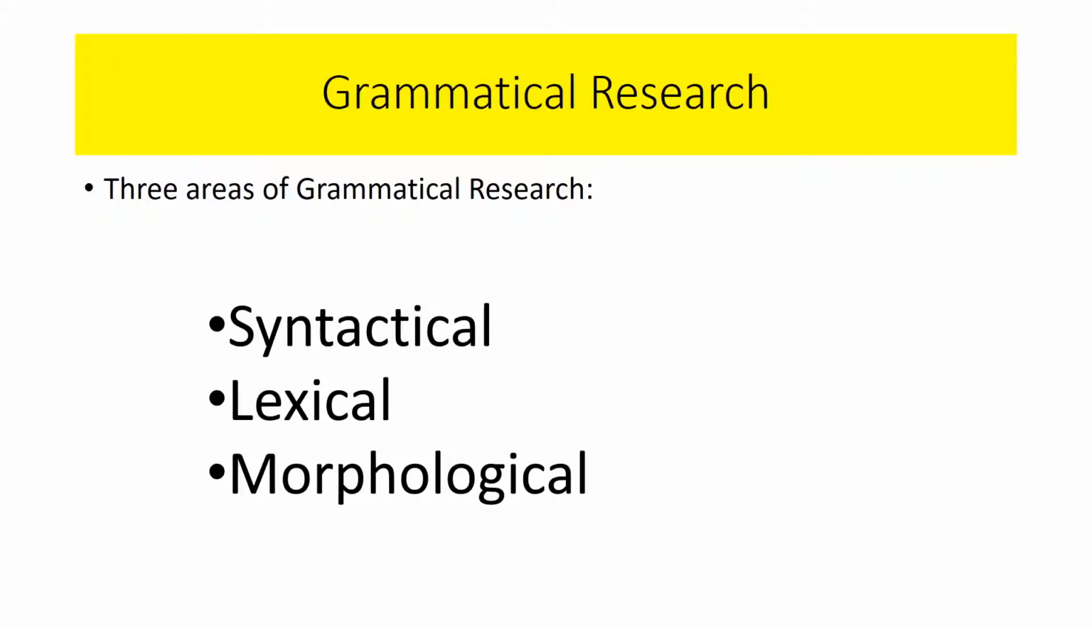For instance, words change when we say run or running. I ran to the house. I am running to the house. Ran is past. I'm running is present. The word's changing there, and that's called a morphological change. So there are three areas that we study in grammatical research: syntactical, lexical, and morphological.